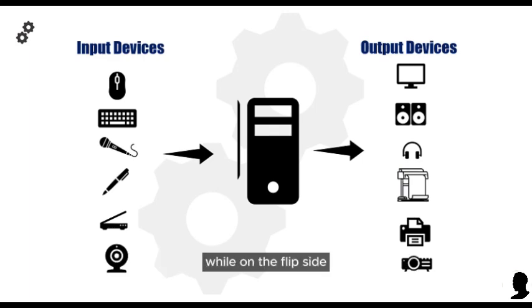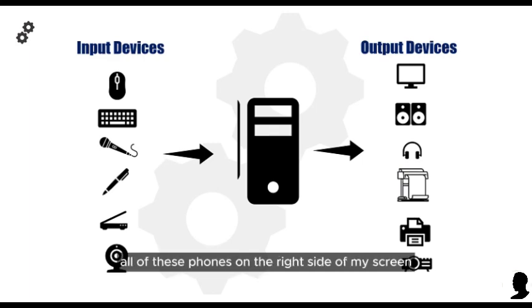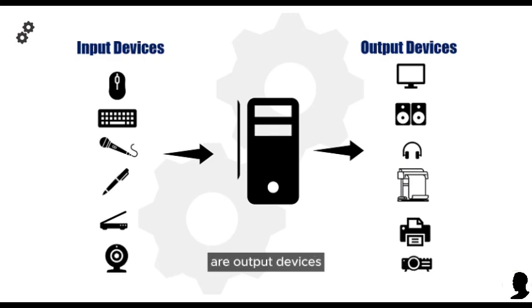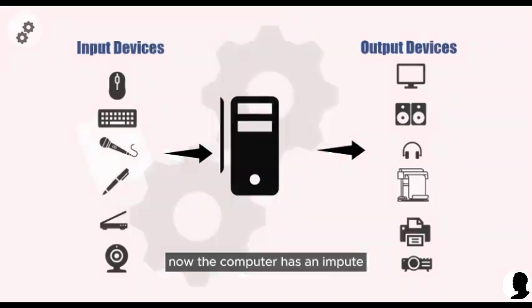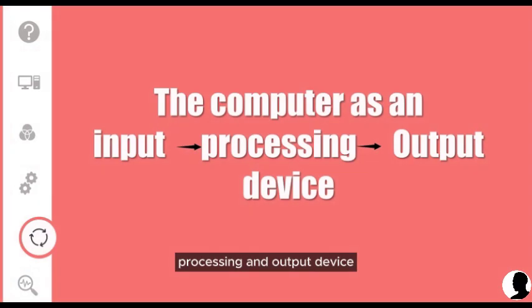While on the flip side, the output devices are the monitor, the speaker, your headphone, your plotter, your printer, your projector. All of these ones on the right side of my screen are output devices. There are other devices that can be referred to as input and output devices, though, which will be mentioned as the class goes on. Now, the computer as an input, processing, and output device.